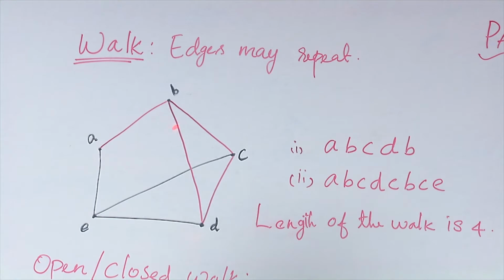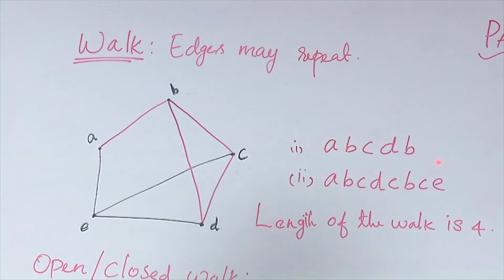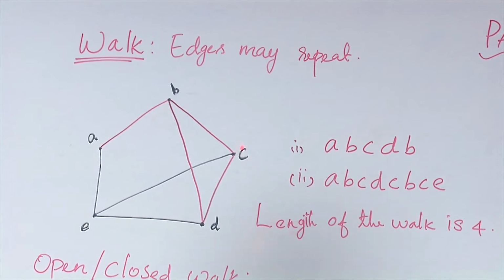First one, in this graph you can see there are 5 vertices A, B, C, D and E. The first walk is AB, BC, CD and then DB. So the walk seems a little bit clear headed. Someone is going from here to here to here and then finally going to B. There is still a repetition of edges but not a very confused form of a walk.